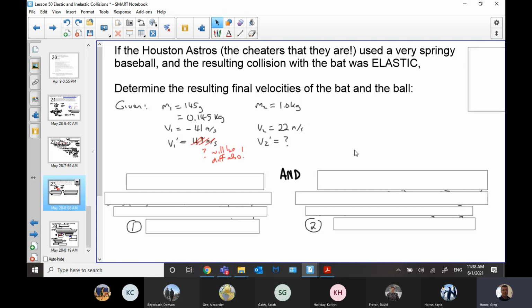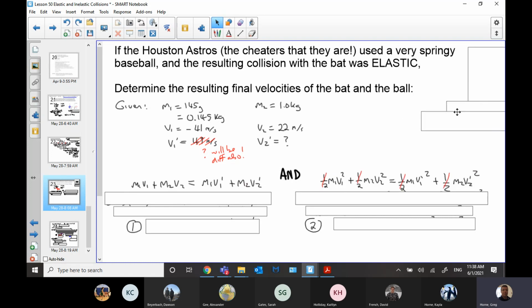So we're looking at the results here and we're saying, basically, now, instead of being given one of the final velocities, we're asking what both of the final velocities would be. So let's run the numbers, see what would happen. We've got our conservation of momentum and we've got our conservation of kinetic energy. So it's very easy just to plug numbers into this. M1 goes in as 0.145, M2 goes in as 1, V1 and V2 go in. What happens? Okay, so there are the numbers in there.